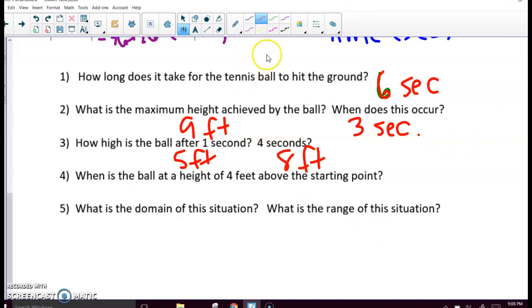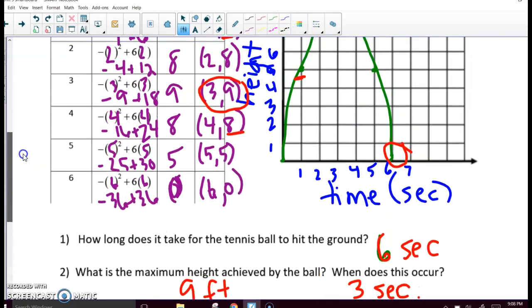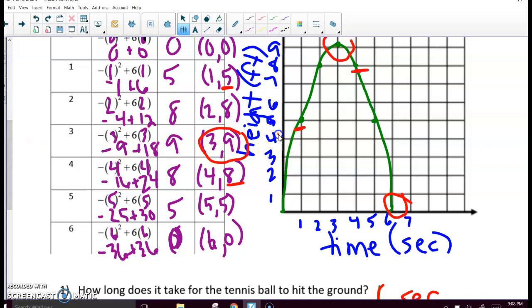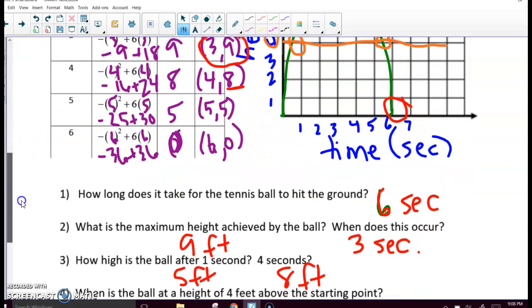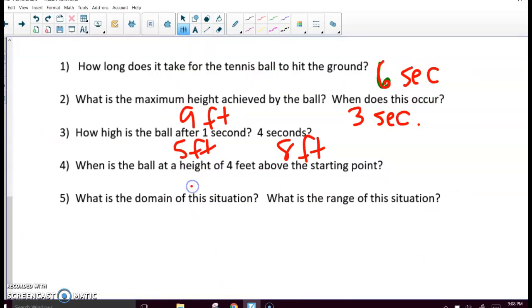When is the ball at a height of 4 feet above the starting point? So 4 feet occurs right here. As I look at the 4-foot line, it's occurring twice, right there on the way up and right there on the way down. So that happens somewhere between 0 and 1 second. It looks to be about halfway. So let's say 0.5 seconds is one of them.